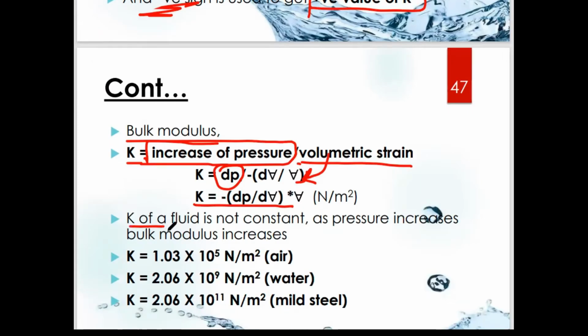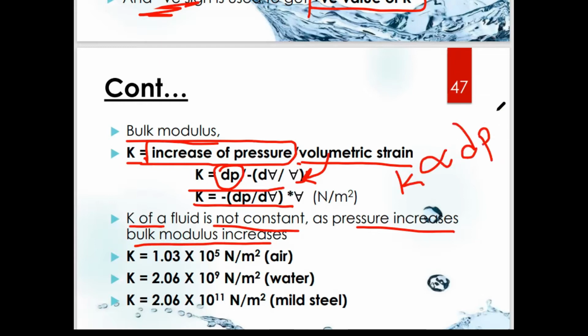And K, this bulk modulus value of a fluid, is not a constant. As pressure increases, bulk modulus also increases. You can see from this equation that K is directly proportional to pressure dP. So if pressure increases, then K also increases. As pressure varies, K also varies. That's why K is not a constant.